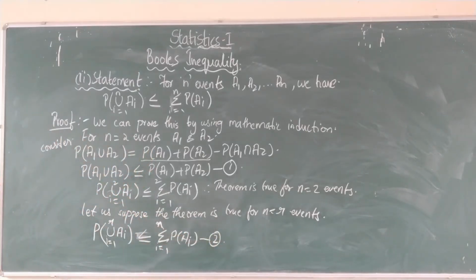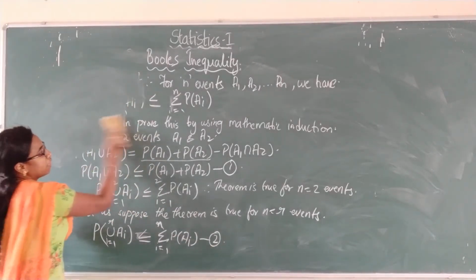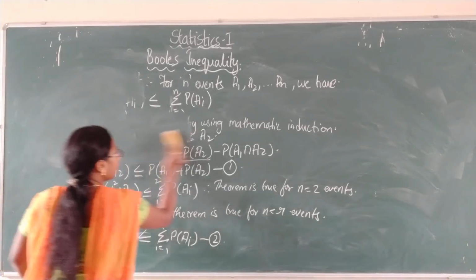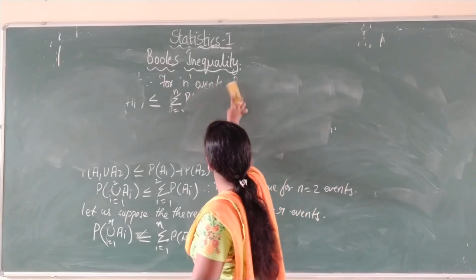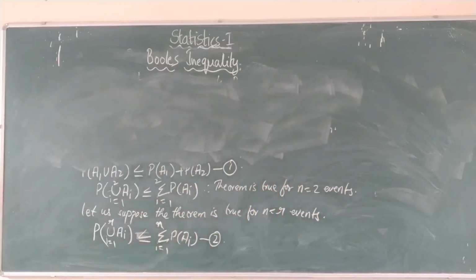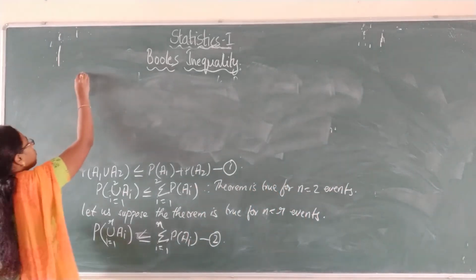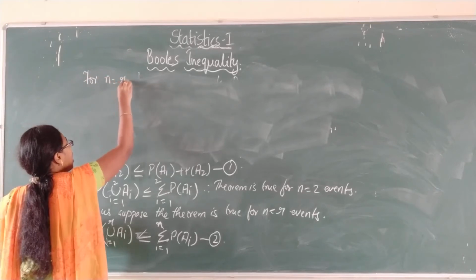Now the next step is for n equals to r plus 1. So we have done for 2 events, and for r events we have supposed the condition. Now for n equals to r plus 1 events.